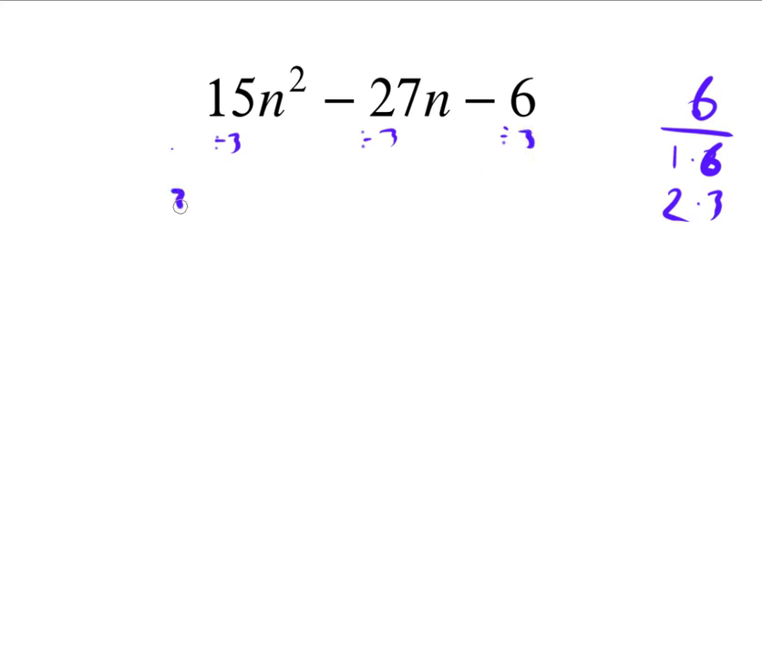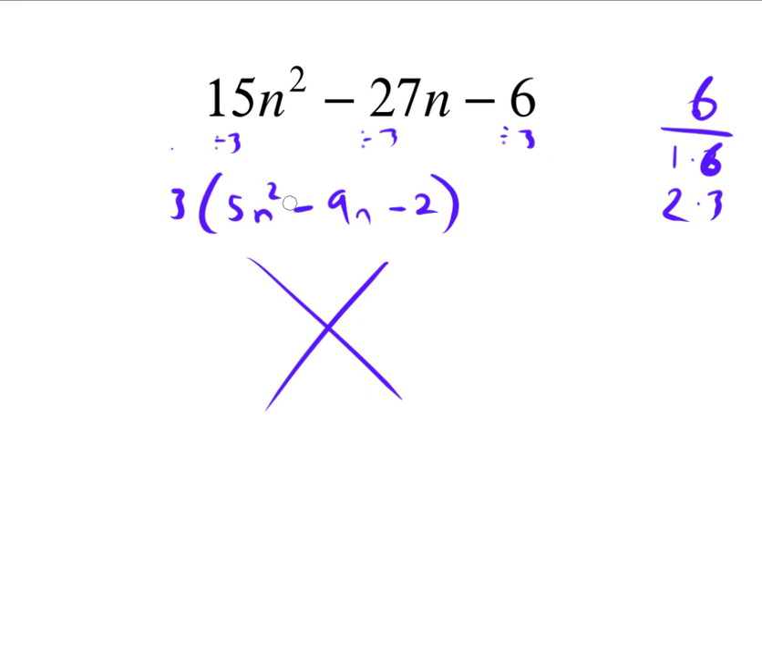And that's going to give me 3 times, once I factor out the 3, I get 5n squared minus 9n minus 2. And as you can see, that is way, way, way easier than trying to do this up here. And so I'm going to draw my x, and I'm looking for my factors of -10, and I'm looking for the factor pair that adds up to give me a -9.